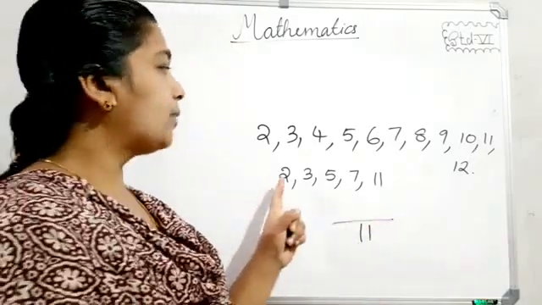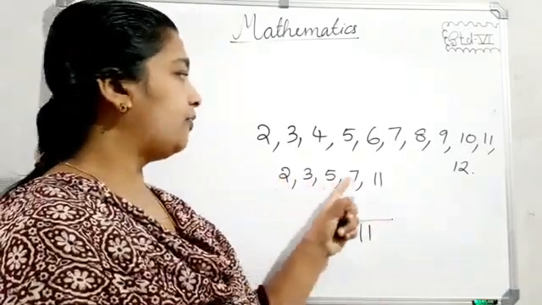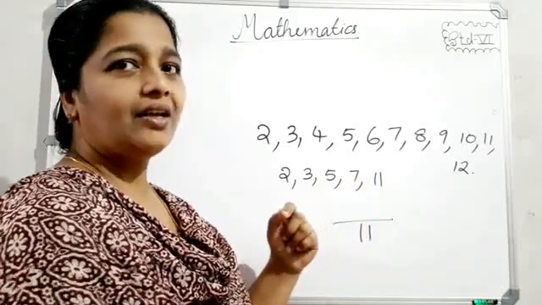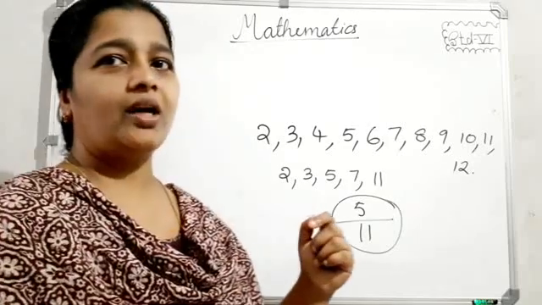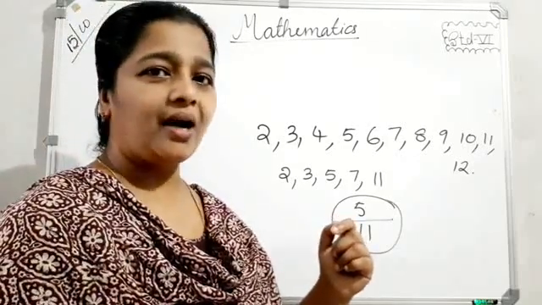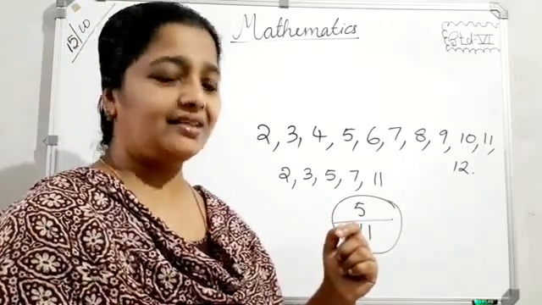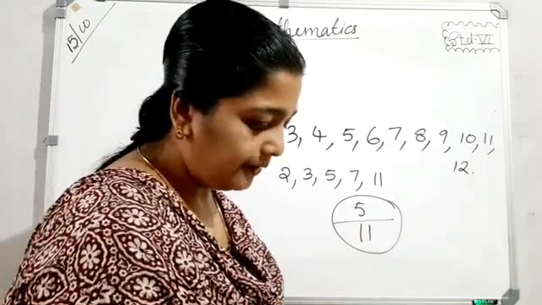Of these, how many are prime numbers? 1, 2, 3, 4, 5. Understand? There are 5 prime numbers here. So the required fraction equals 5 by 11. Understand? Yes. So, next question.